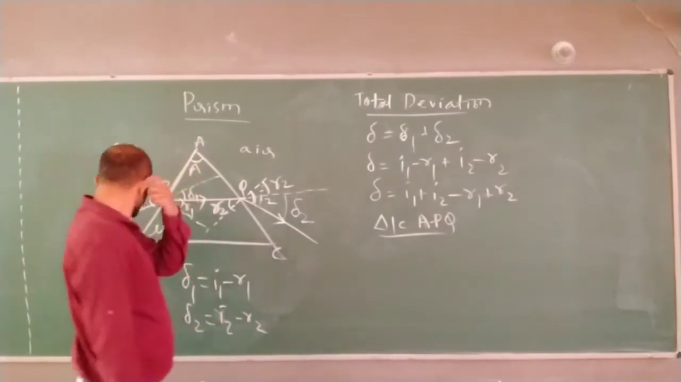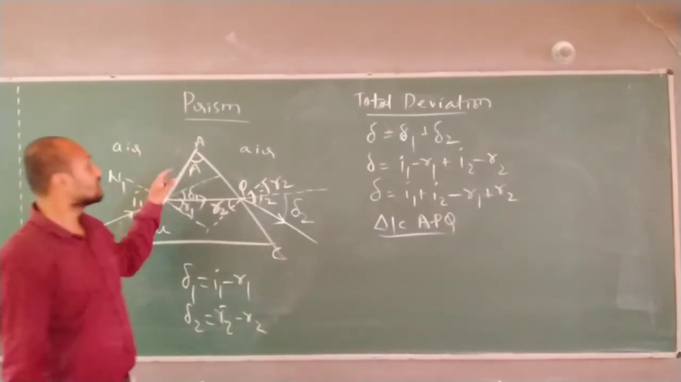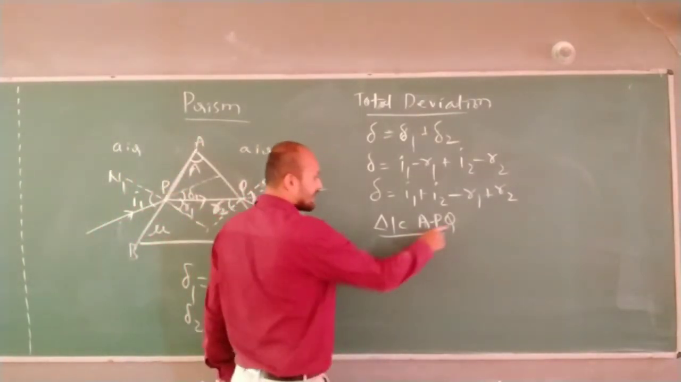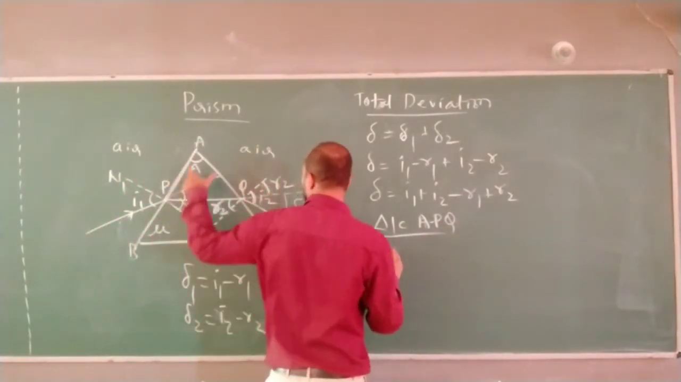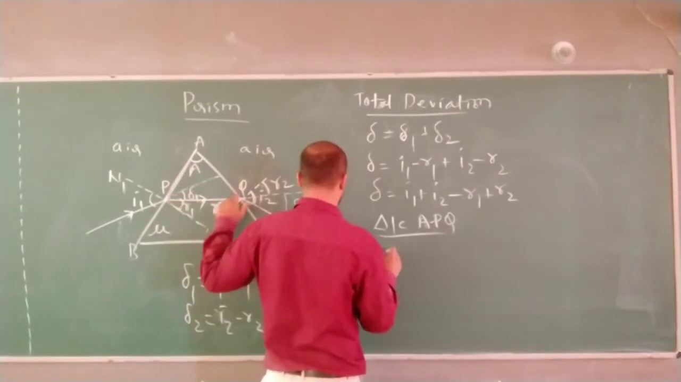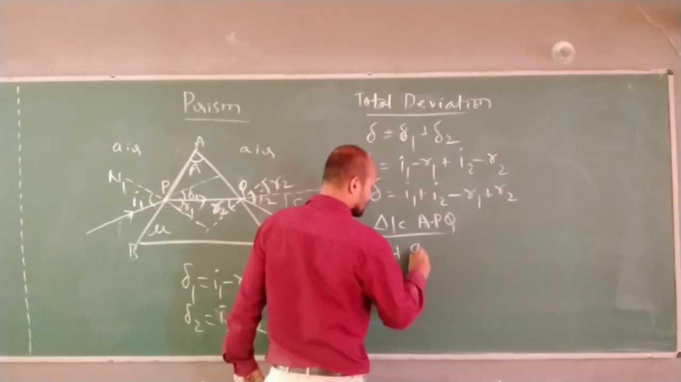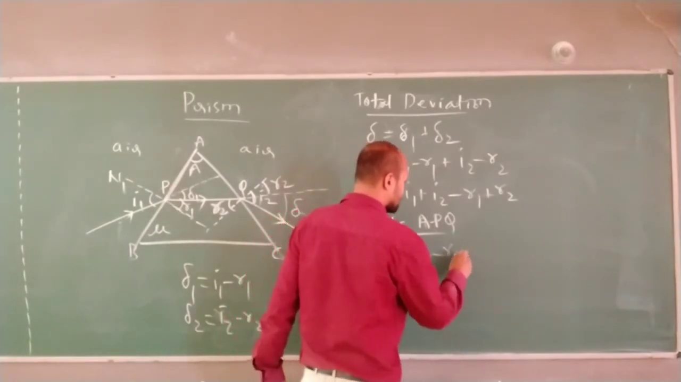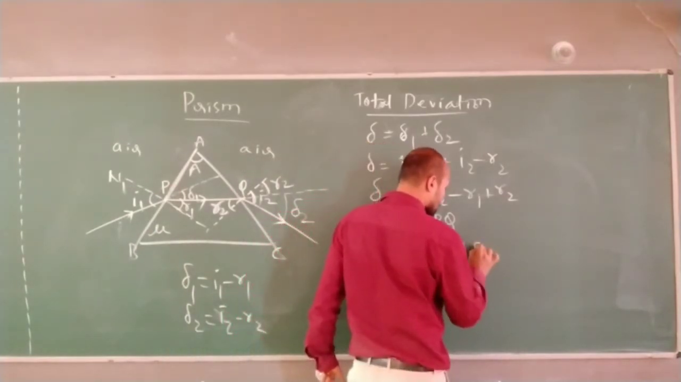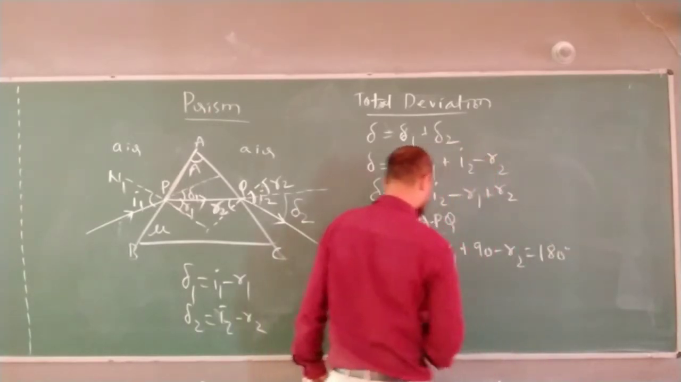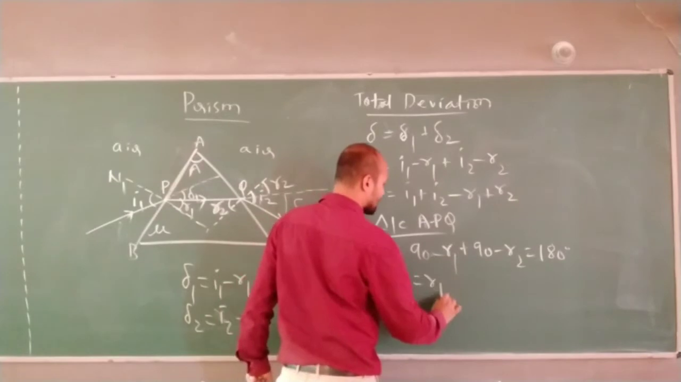This is the angle of prism A. I didn't say about it. This is the angle of prism A. Correct now? So triangle APQ can be written as, what is that? This angle plus this angle. So angle A plus this angle, how much? 90 minus R1 plus 90 minus R2 will be equal to 180. So A will be equal to R1 plus R2.